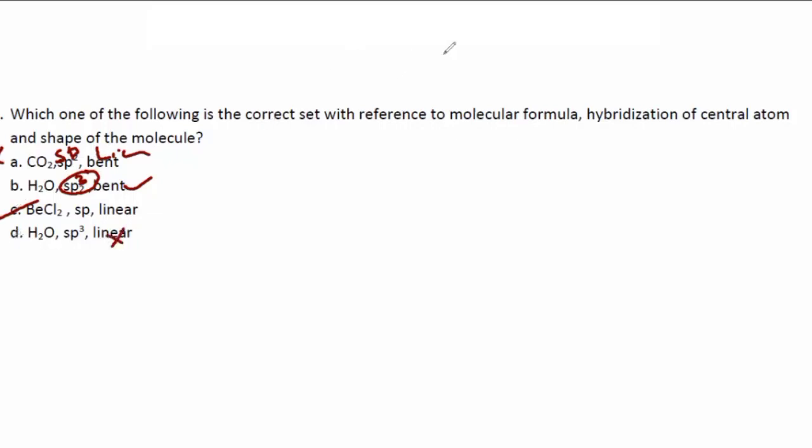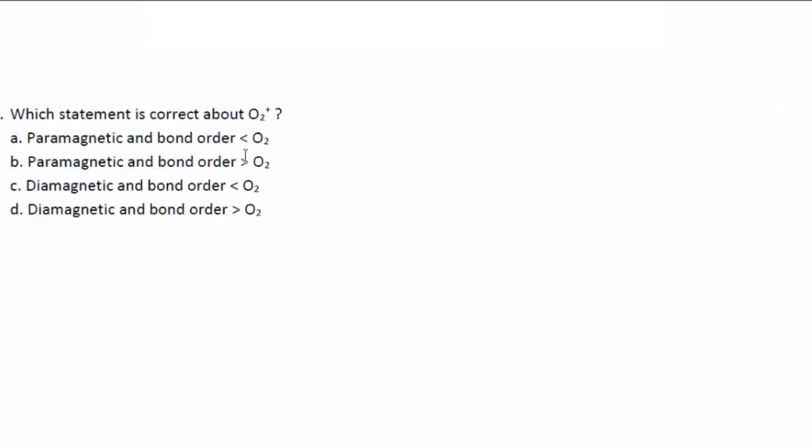Okay. Next question. Which of the following is correct about O2 plus? Paramagnetic and bond order less than O2. O2 the bond order is 2, O2 plus the bond order is 2.5. O2 and O2 plus both are paramagnetic. So paramagnetic, bond order greater than O2. It's not diamagnetic. The choice is B. 44, the choice is B. Okay. Move to the next question.